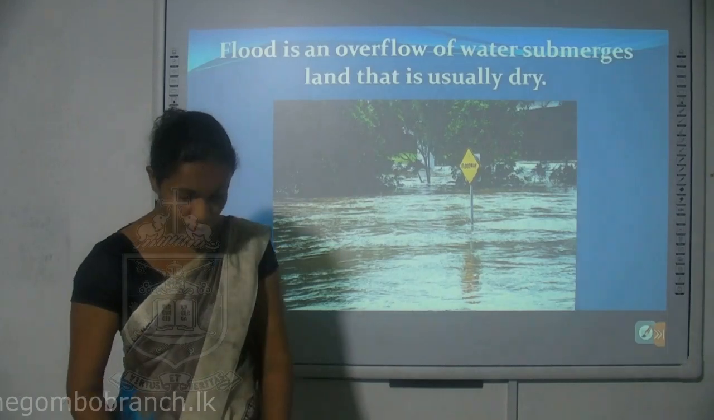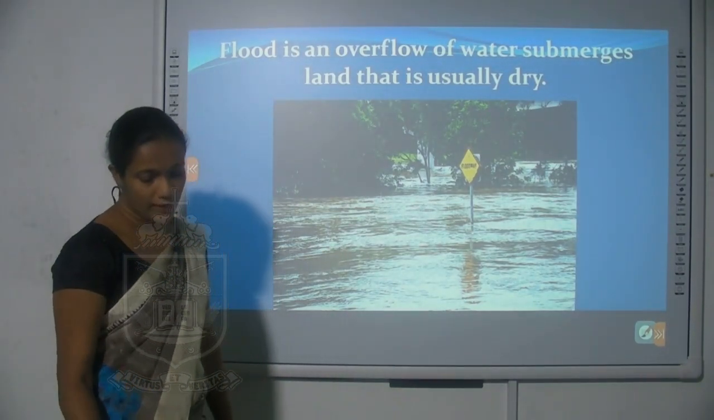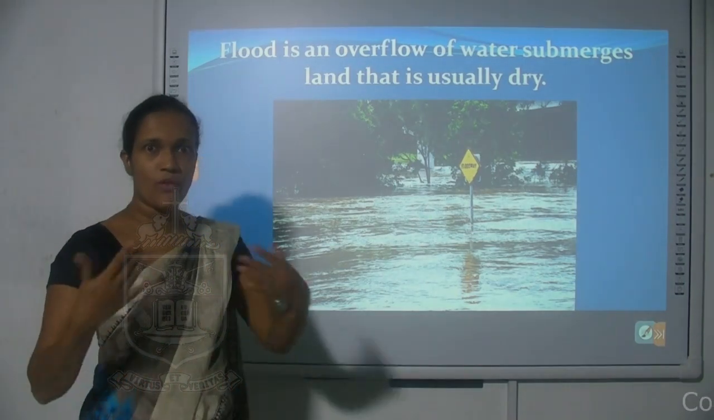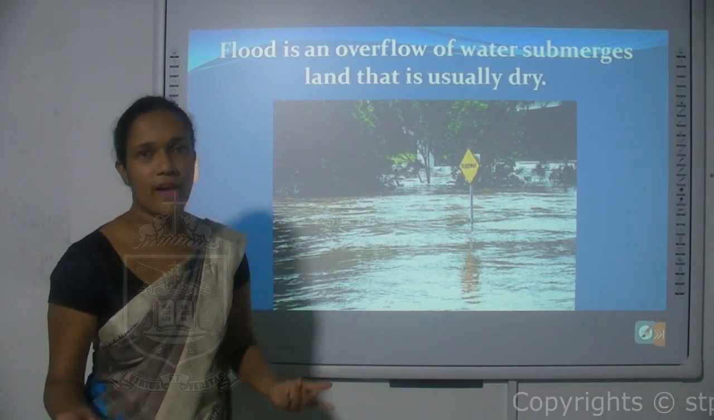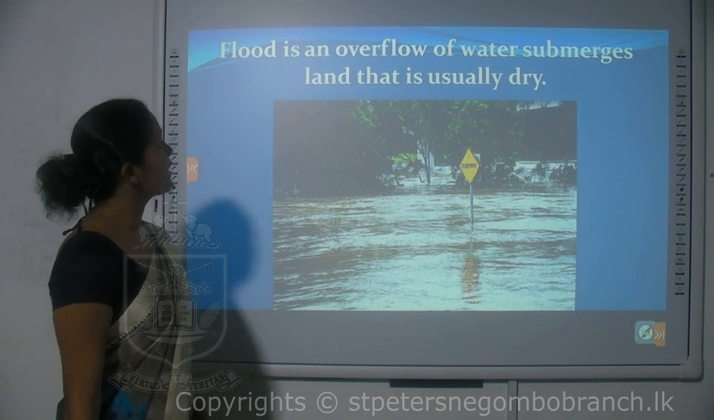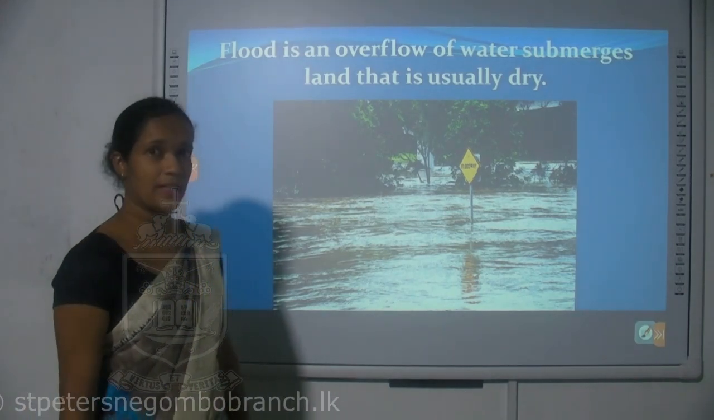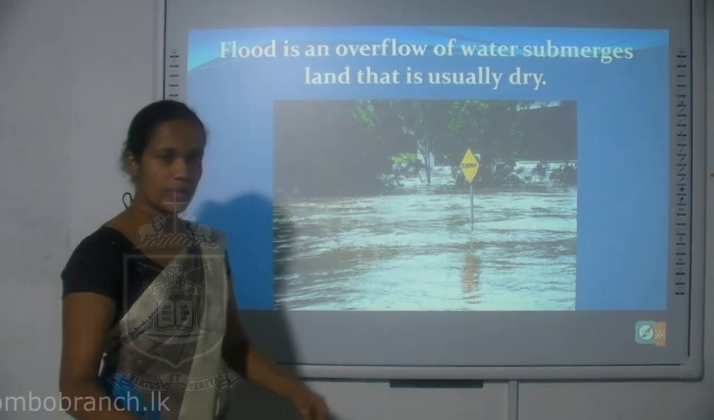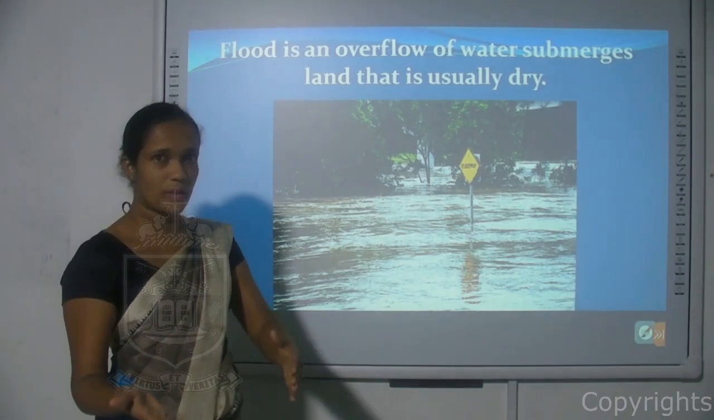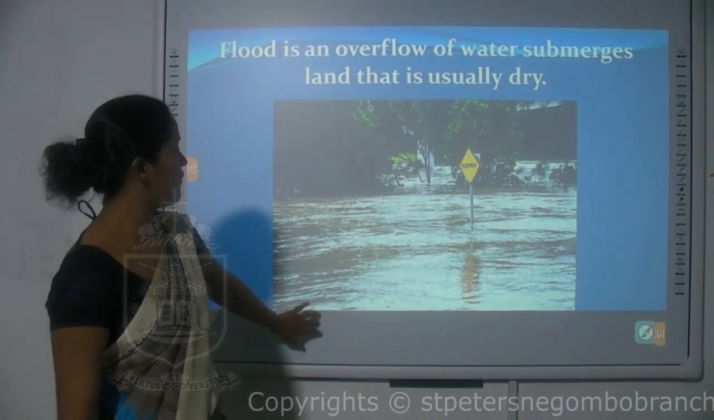Right, now let's come to the next part, which is flood. What is called a flood? Normally we say an overflowing of water is called a flood. It says that a flood is an overflow of water that submerges land that is usually dry. If you get water somewhere where there is a dry area, we will say it's a flood. What are the reasons for flood?